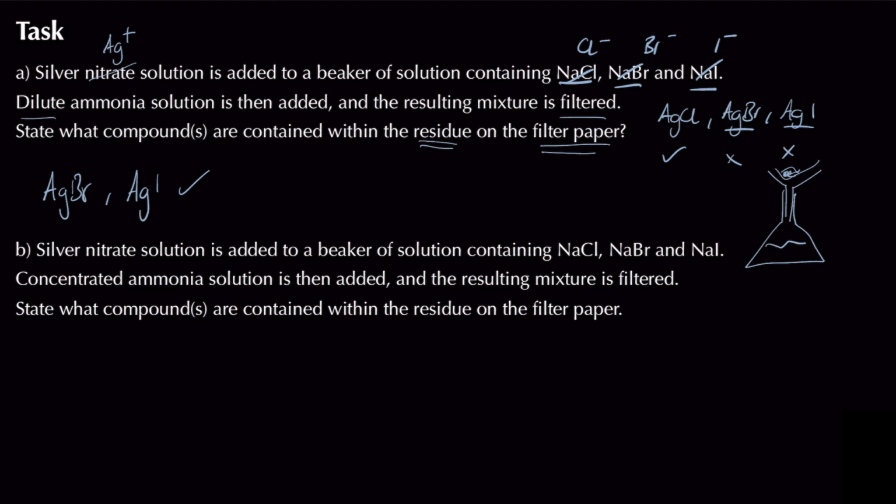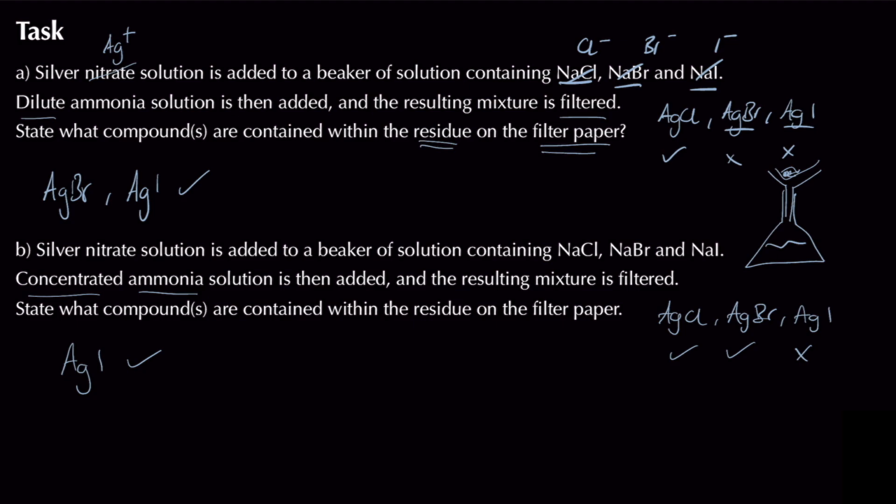In the next one, they do the exact same thing, but this time they deal with concentrated ammonia solution, and we know out of silver chloride, silver bromide, and silver iodide, we end up with silver chloride and bromide dissolving. So that's going to go into our conical flask, but the silver iodide is not going to dissolve, so that is going to be in the residue on the paper itself. So the answer is silver iodide for the next one.